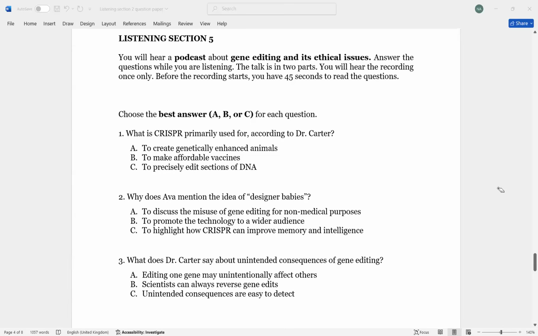We might think we're improving something, say increasing memory or reducing aggression, but we could be interfering with traits that are essential to human diversity. Exactly. Our genes are deeply interconnected. Changing one could unintentionally affect others. What's more, the long-term effects of gene editing, especially on future generations, are largely unknown.